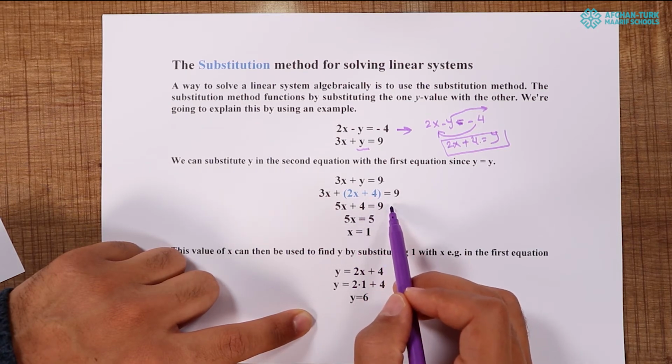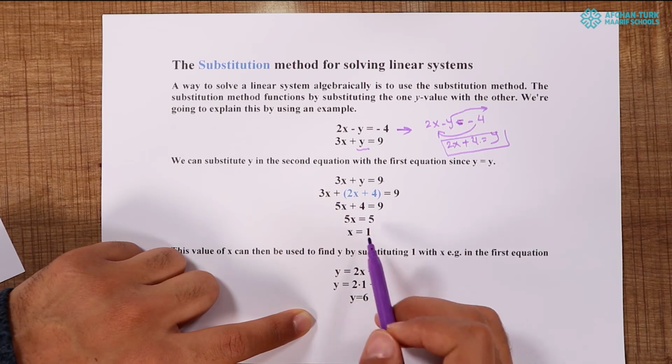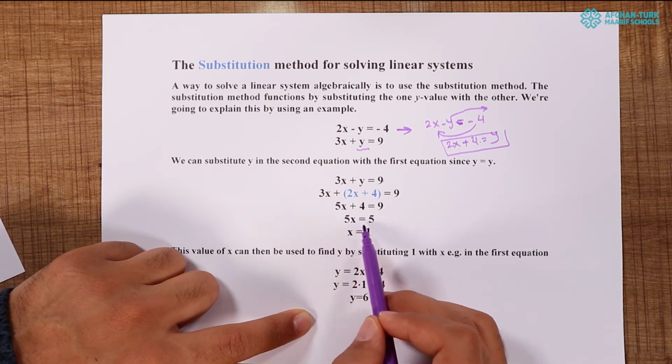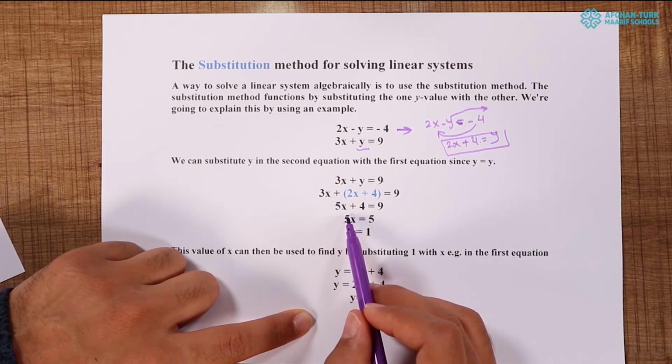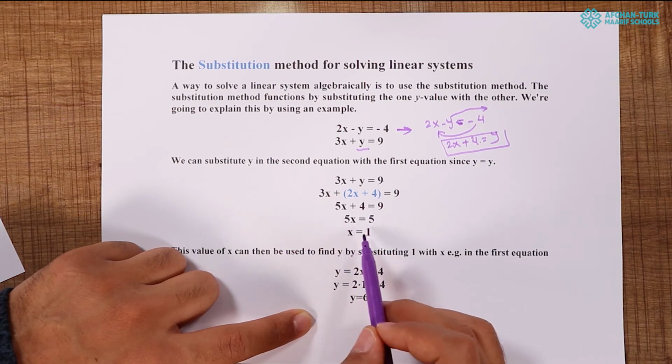We move 4 to the other side. 9 minus 4 becomes 5. So we are going to divide both sides of the equation by 5. 5 cancels with 5. 5 over 5 is 1. X is equal to 1.